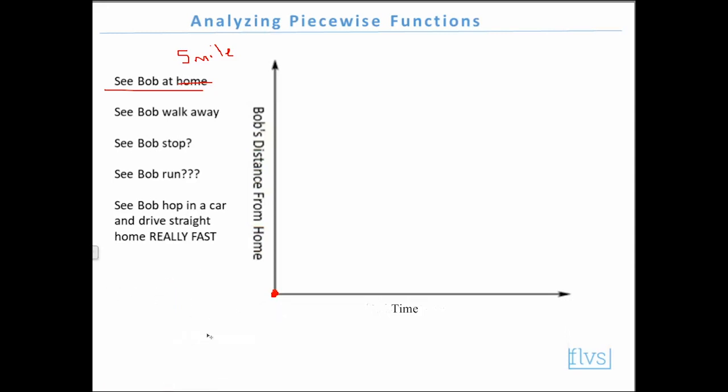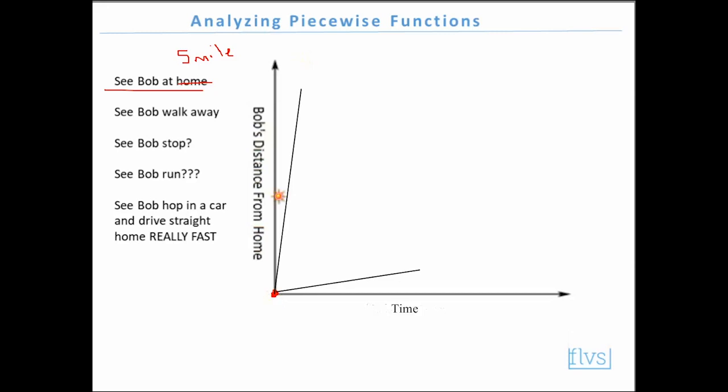So we've got that. We see Bob at home. Now it says he walks away. That's the first part I want to piece. I could maybe pretend he's doing that and walking away. Maybe I could do this. Well, let's think about this. Bob's on foot. It says he's walking away. Which one would really represent walking?